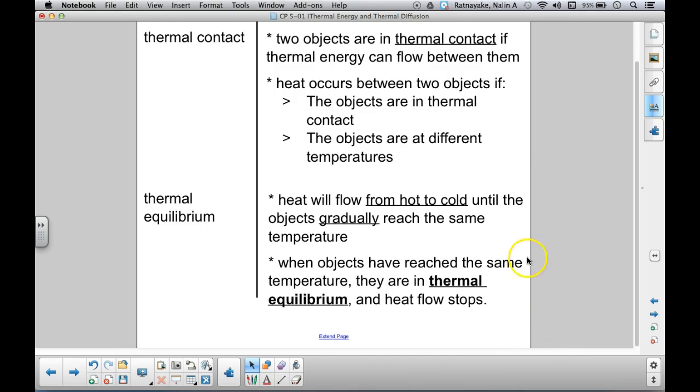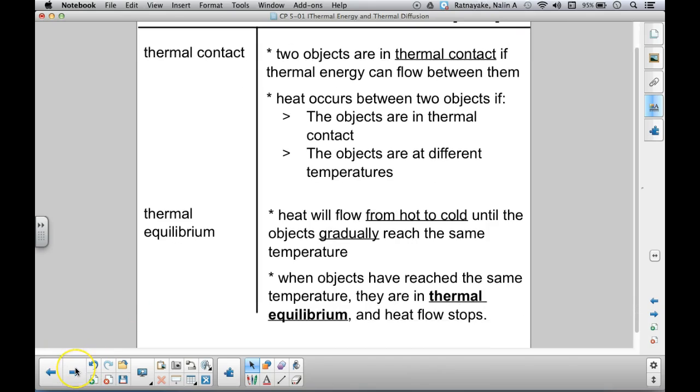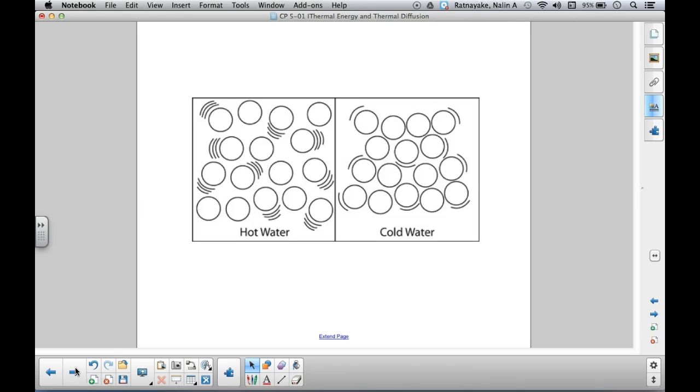So now if we've reached thermal equilibrium, by definition they're at the same temperature, so heat flow is just going to stop. No more heat flow. Okay? These are the two terms that we're going to be working with when we talk about thermal equilibrium. Here is just a diagram that shows how heat is going to flow.